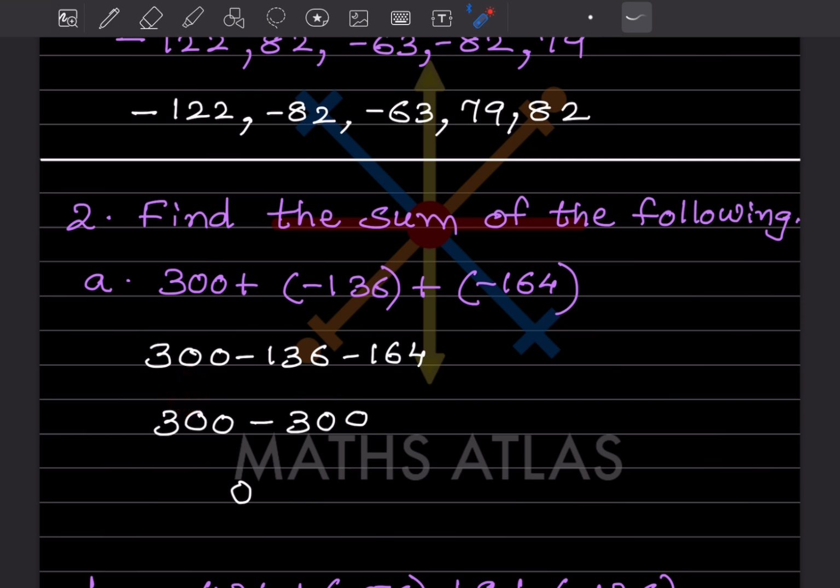Either you take the minuses together and add them, or you can take this and this first, 300 minus 136, and whatever answer you get, you subtract 164 from it. So what I did, I kept this as it is. These both are minus 136 and minus 164. Because both are minus, you are going to add them, but keep the minus sign. So 300 minus 300, that is going to be 0.